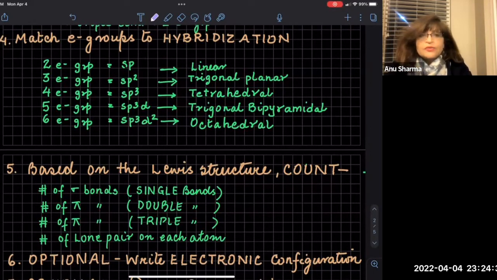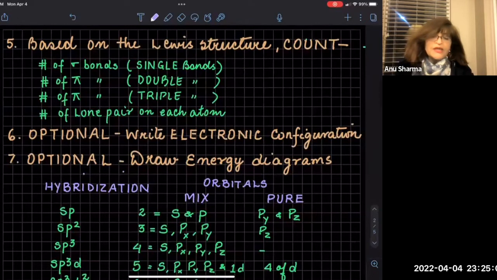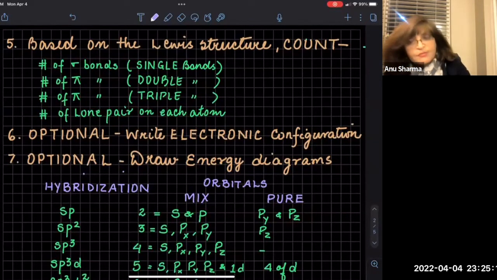If there are three electron groups, then it would be sp2 hybridization, and the shape is trigonal planar. If there are four electron groups, the hybridization is sp3, and the shape is tetrahedral. 5 electron groups is sp3d, and the shape is trigonal bipyramidal, and 6 electron groups is sp3d2, and the shape is octahedral. That's very important. We will refer to this once we make the final hybridized structure, and look into what their shape is. So we'll come back to this point.